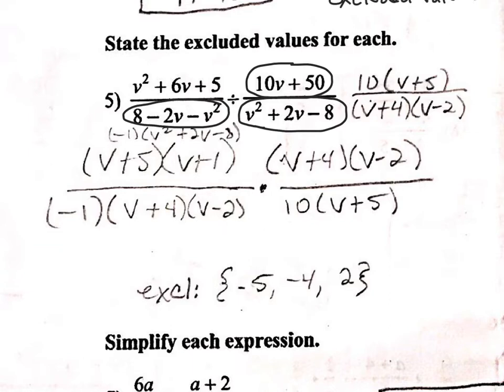Then I have to multiply by the reciprocal. So I had to flip it over. So what happens here is now this one is also going to have to be included in my excluded values, along with this v plus 4, v minus 2, which was already excluded anyway. So we have -5, -4, and 2 in our excluded values. And that's all we had to do. We didn't have to rewrite it or simplify it. Just find the excluded values.